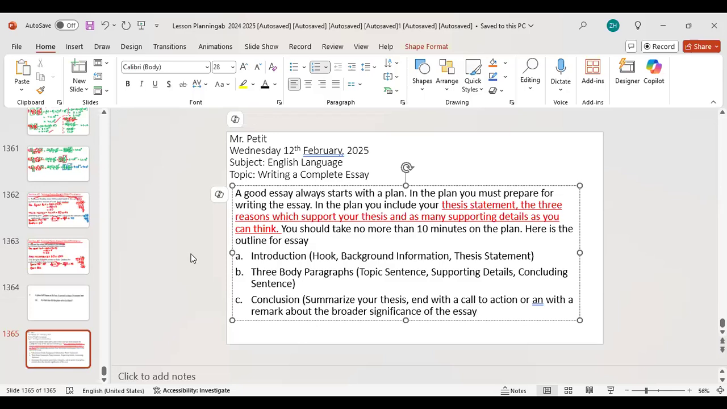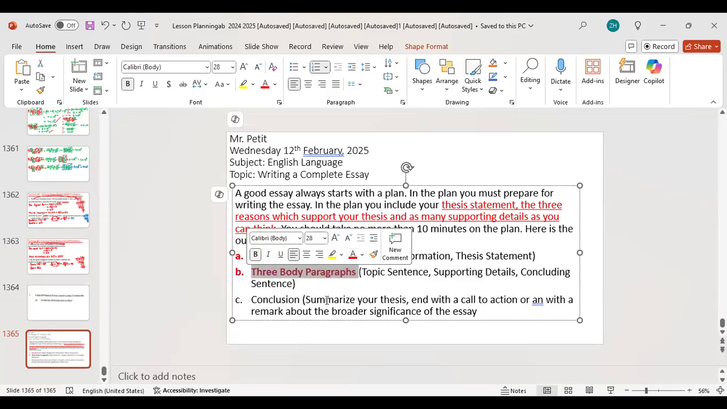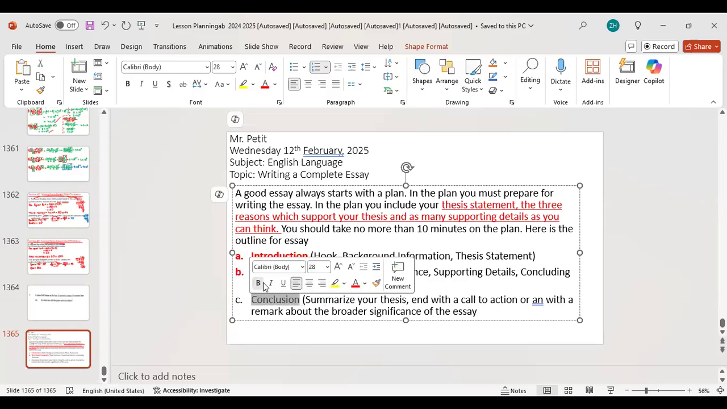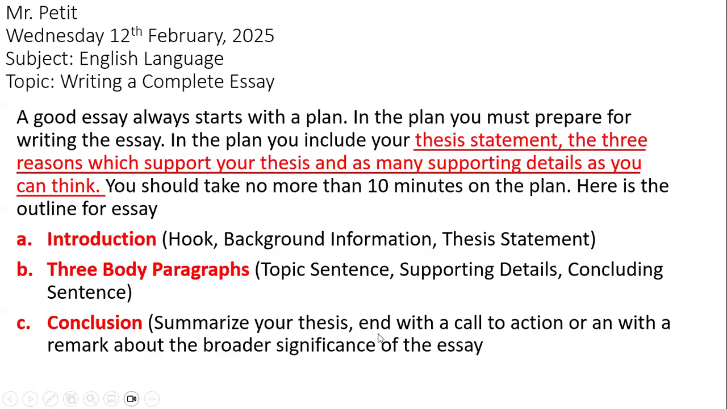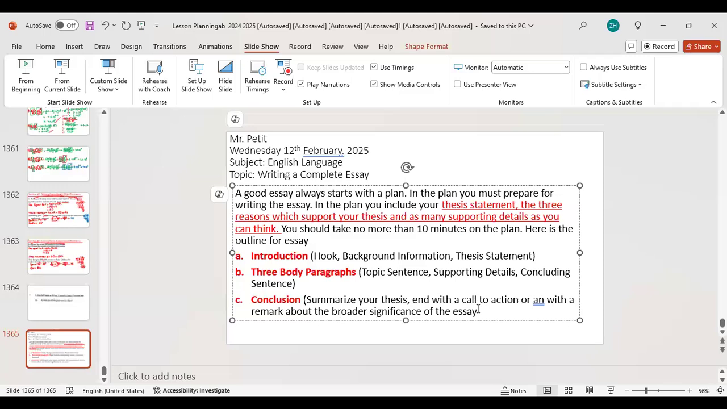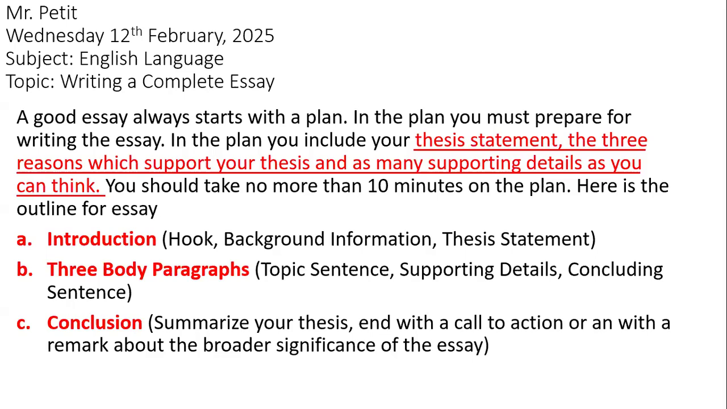Okay, so this is basically your outline. Introduction, which has the hook, background information, thesis statement; your three body paragraphs, which contain your topic sentence, supporting details, concluding sentence; and then your conclusion, which contains your summary of your thesis, your call to action, or a remark about the broader significance of the essay. And that's how we do it. This is the outline of a good essay.